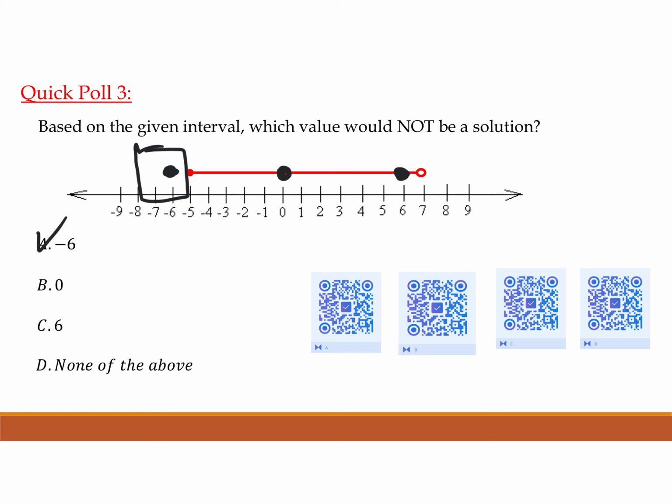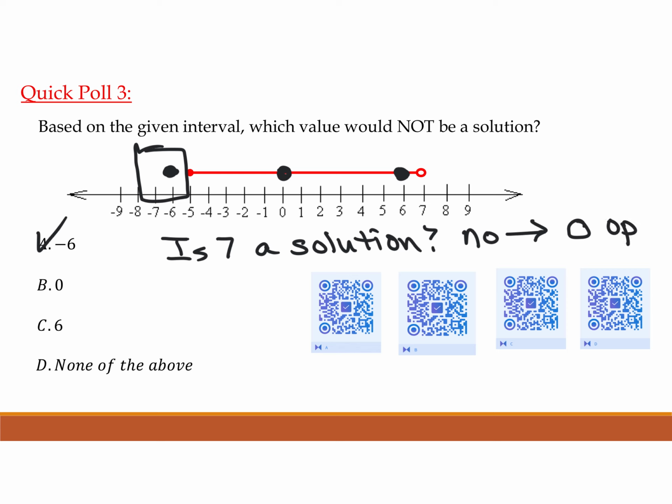Now, I want to ask the question, is 7 a solution? And the answer to that question is no. And the reason it is no is because it has an open circle. Right? And remember that an open circle indicates that the point is not included.